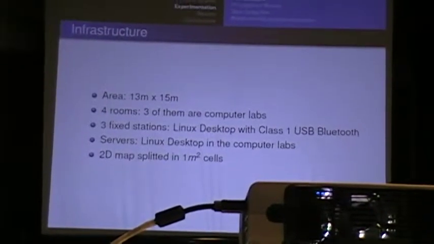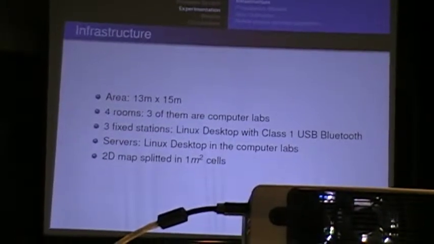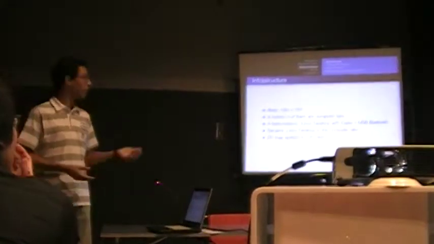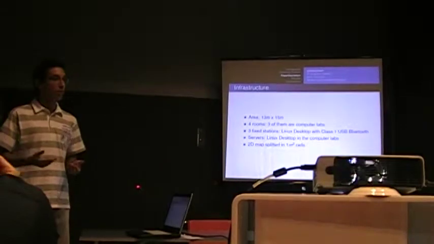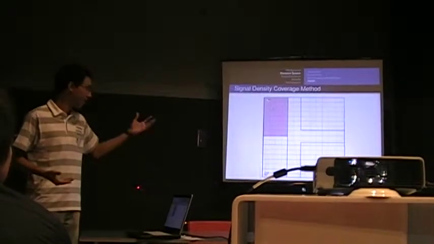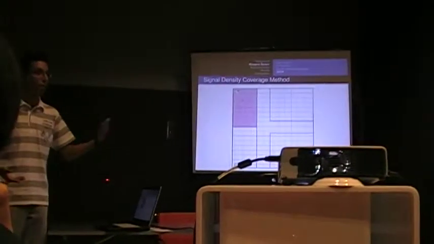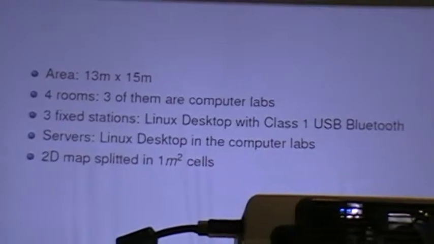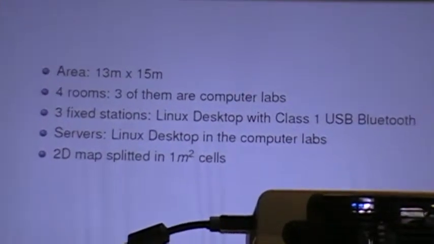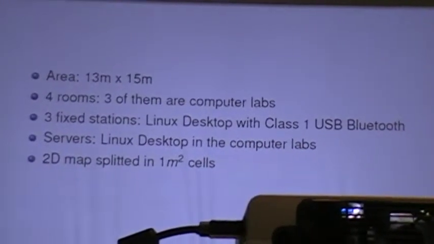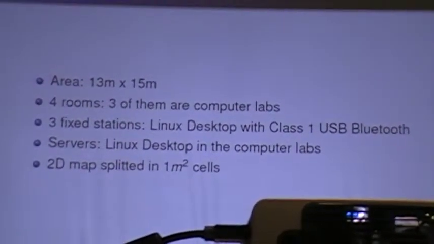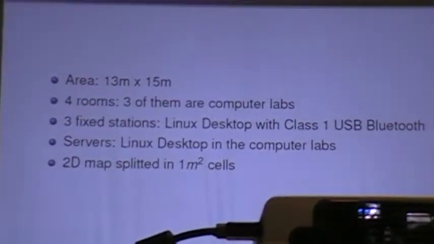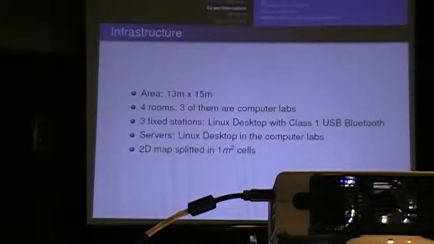So, in the experimentation of the paper, we worked in an area for like, I don't know, 192 square meters, which is composed by 4 rooms. 3 of them are computer labs. It's something like this actually. 4 rooms, 3 of them computer labs, and each computer lab have a base station. Each fixed station have a Linux desktop with a class 1 USB Bluetooth adapter, and the servers are located also in the computer labs because we are not using several buildings, so it's like the same. And we use a 2-dimensional map split in 1 square meter of cells. Once again, or something like this.